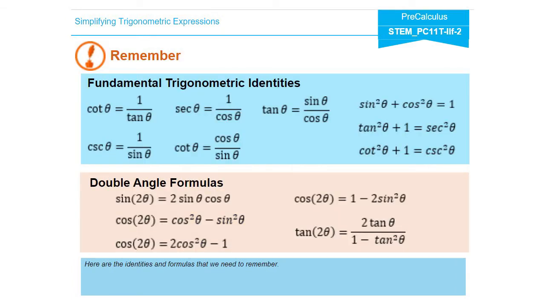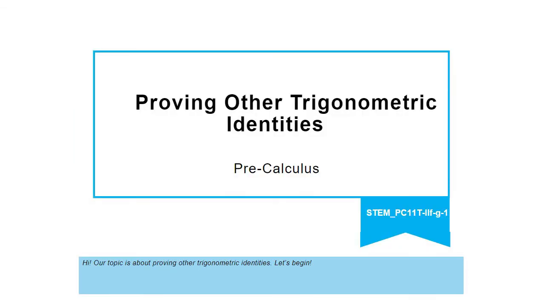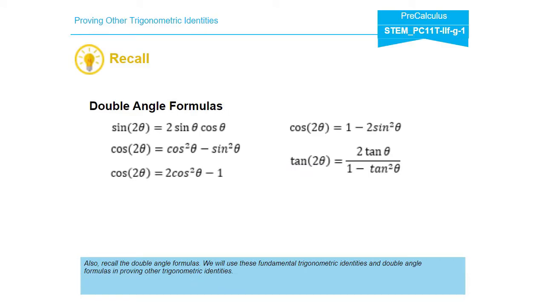So here are the identities and formulas that we need to remember. Now, let us have proving other trigonometric identities.